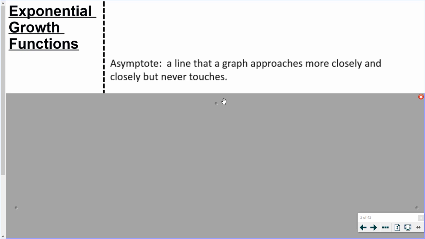First, we need to define asymptote. An asymptote is a line that a graph approaches more and more closely, but never touches. We'll be putting the asymptote on the graph as a dashed line, so that will be part of what you have to put on the graph. The asymptote is a line that a graph approaches more and more closely, but never touches.